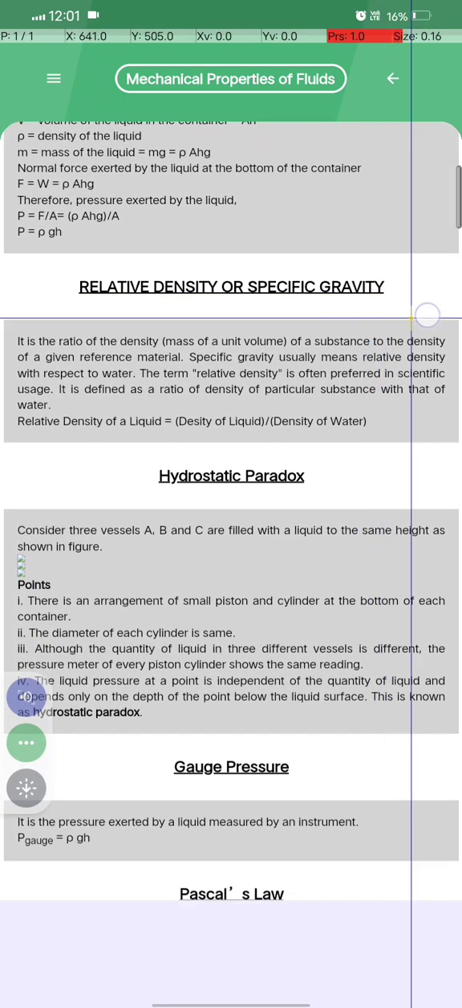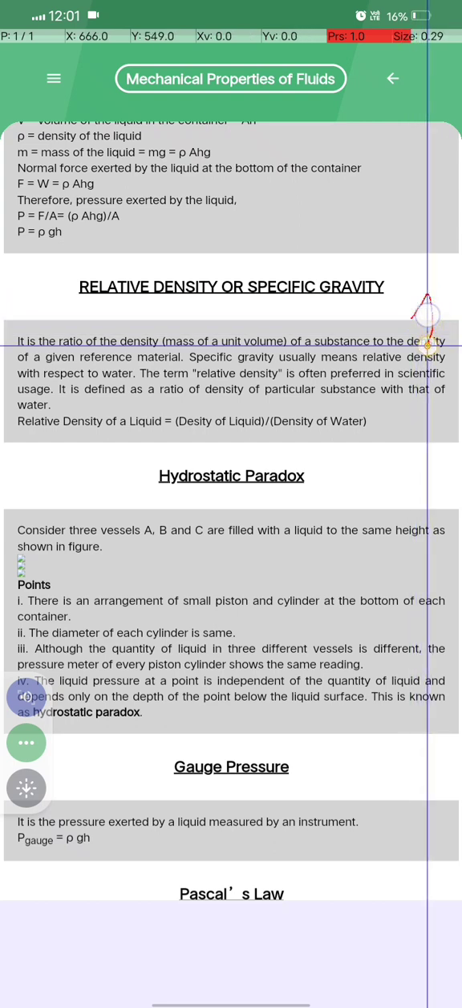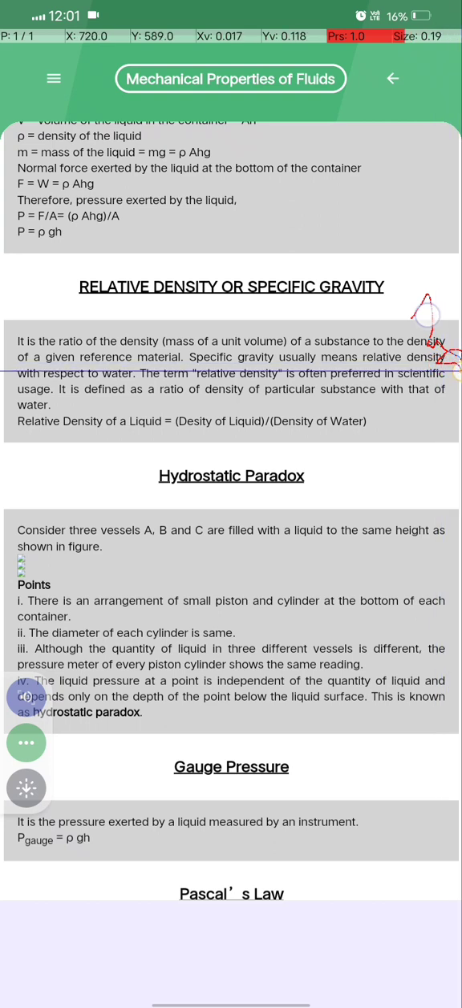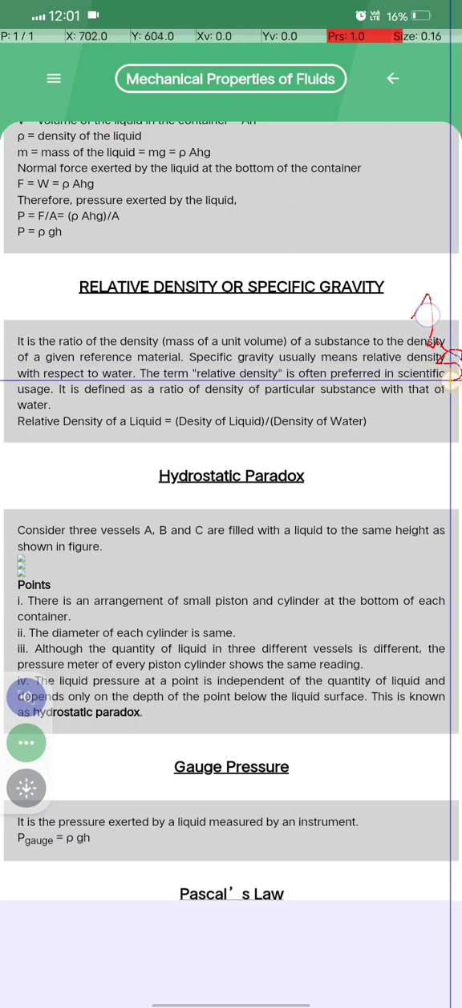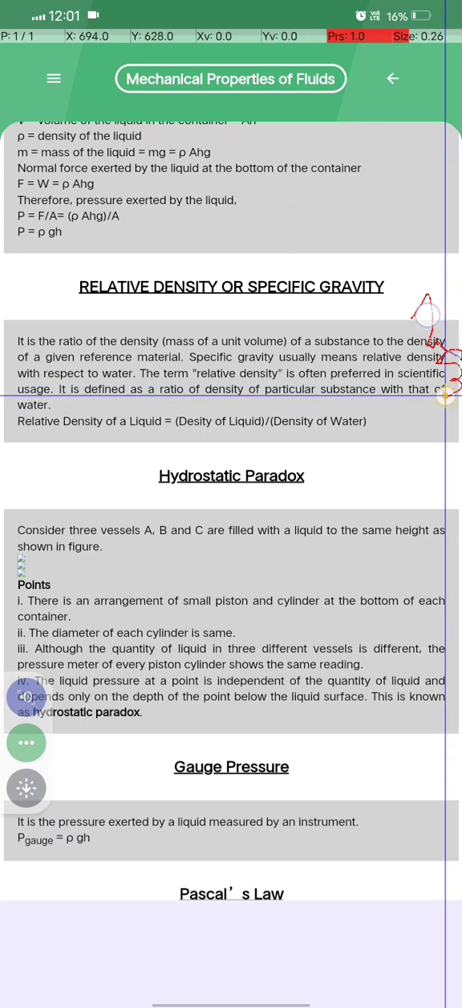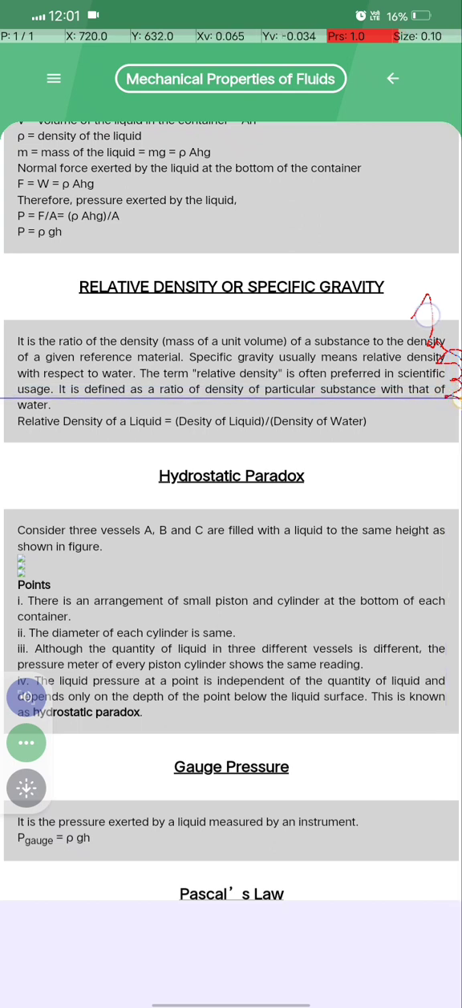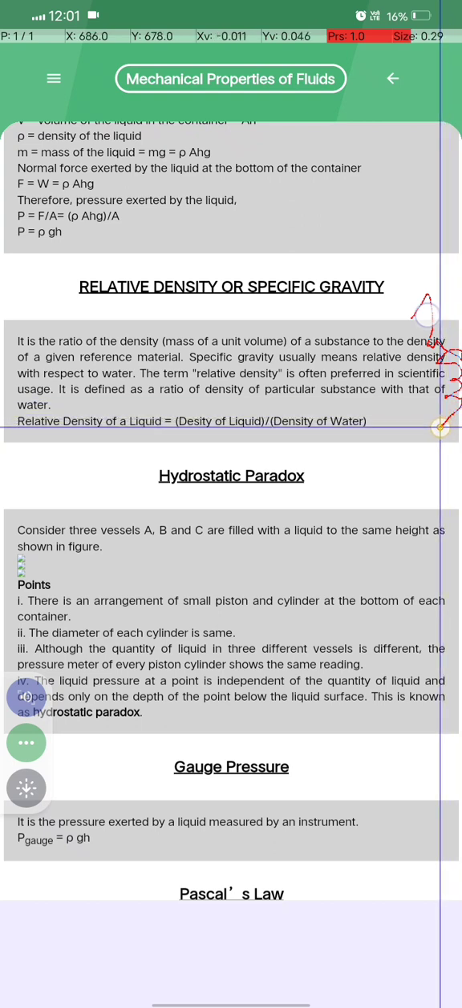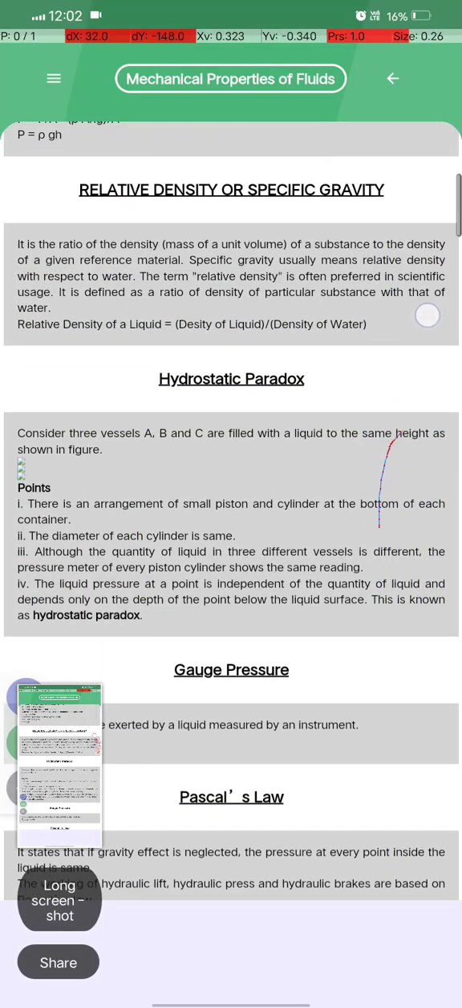Okay, after that comes relative density or specific gravity. What is it? It is the ratio of the density of a substance to the density of a given reference material. Specific gravity usually means relative density with respect to water, and the term relative density is often used in scientific use. It is defined as the ratio of the density of a particular substance to that of water. Relative density of a liquid is the density of the liquid divided by the density of water. Meaning, if you want to find the relative density of a liquid, the formula is the density of the liquid by the density of water. Dividing the two, you can find the relative density of that liquid.